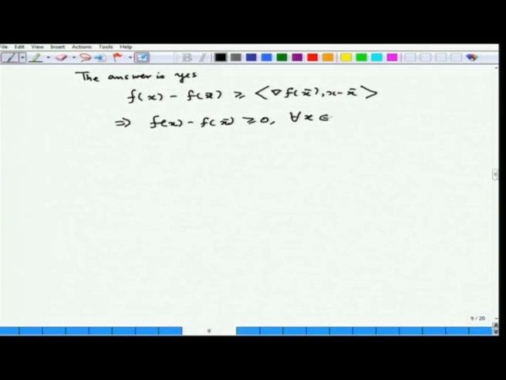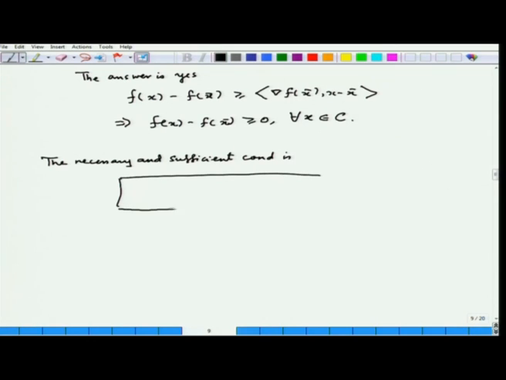So, the necessary and sufficient condition is the following. x bar is a global minimum of a convex programming problem CP if and only if this holds for all x in C. This particular representation of a necessary and sufficient optimality condition for minimizing a convex function over a convex set C is usually termed representation via variational inequality.